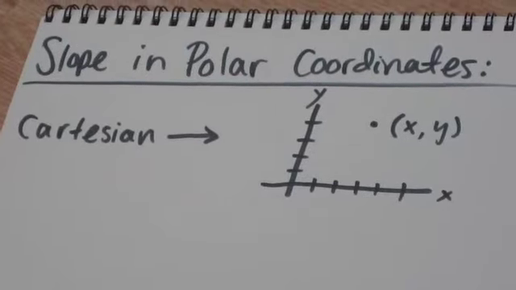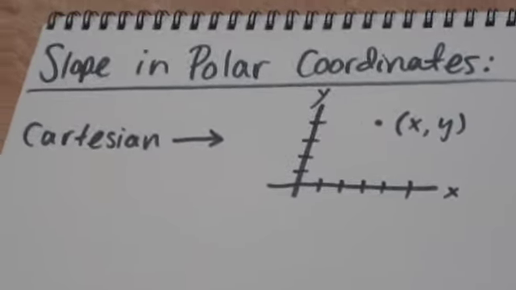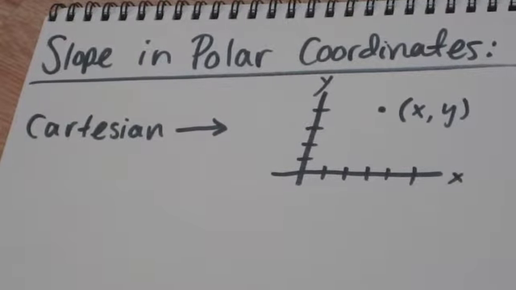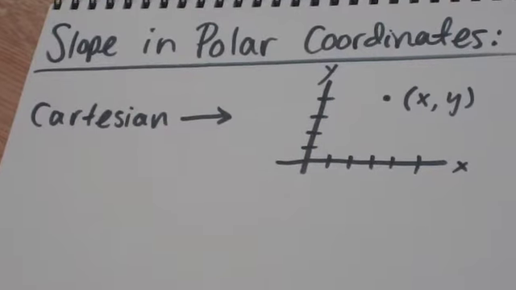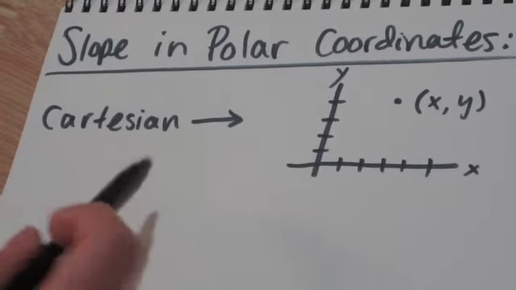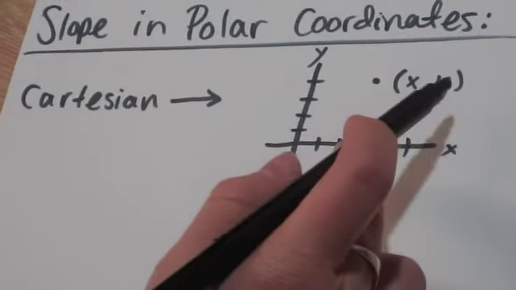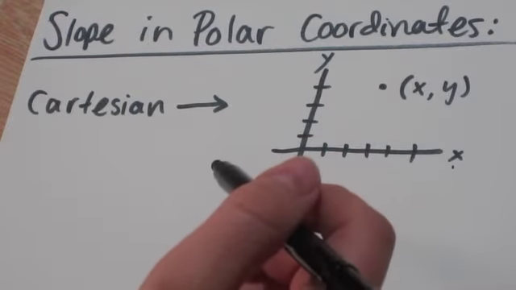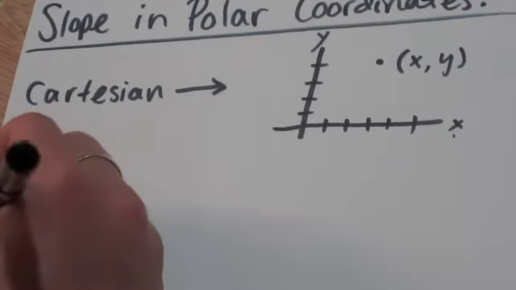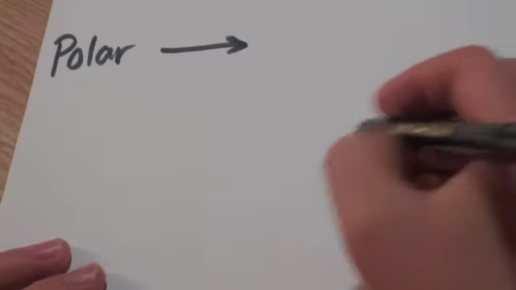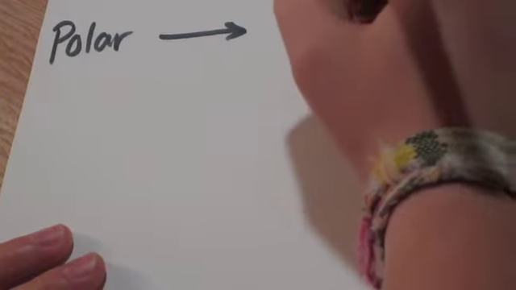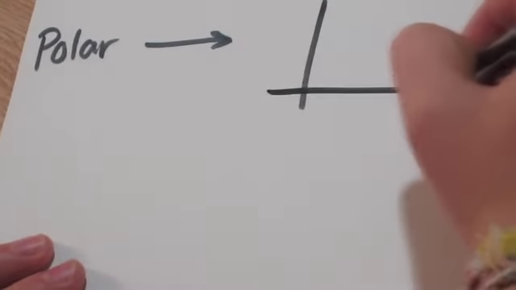This is a lesson on finding the slope of a function in polar coordinates. Traditionally, a point in two-dimensional space is represented using Cartesian coordinates. Each point has two coordinates, which correspond to the x and y axes. Another way to represent points in a plane is by using polar coordinates. Instead of having an x and a y coordinate, every point has an r and a theta.